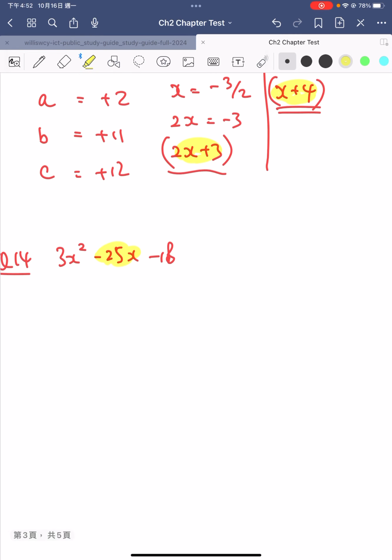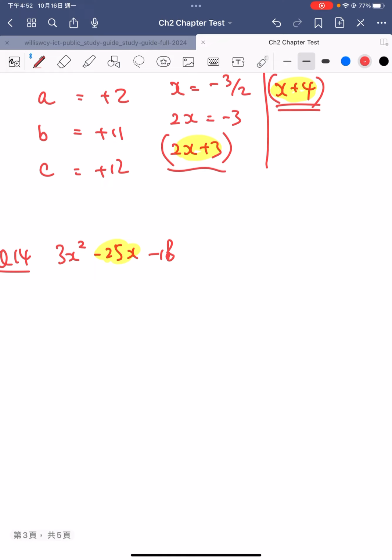So now we can go into question 14. So now we have 3x squared minus 25x minus 18. So again, we can factorize this 3x squared first.